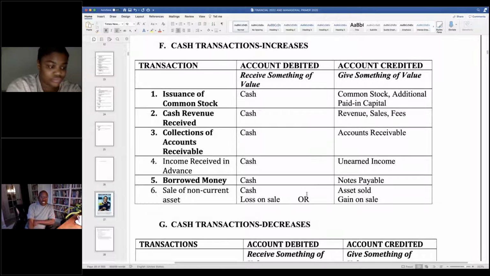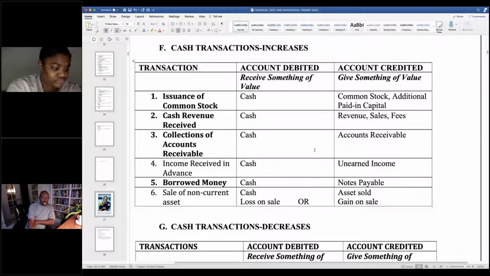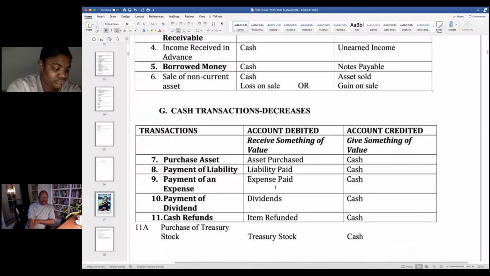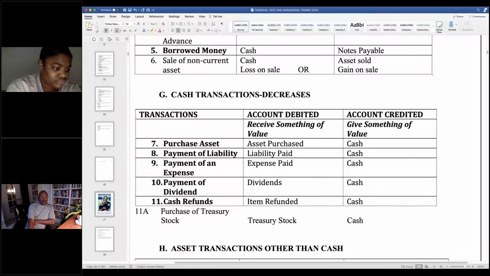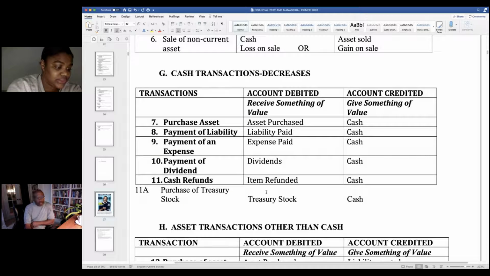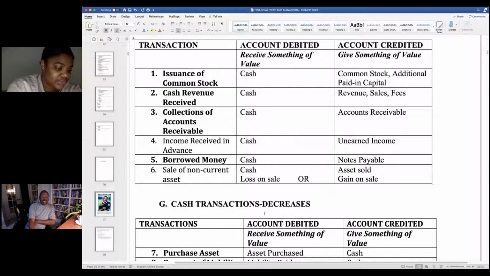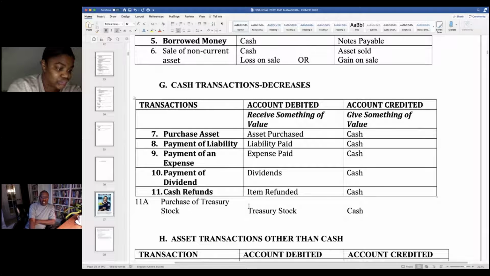Then we have these transaction types. When cash comes into business, there were 6 entries that were involved with cash coming into the business. When cash goes out of the business, there are about 11 items. 11A is treasury stock. Okay, so cash comes in, 1 through 6, cash goes out, 7 to 11A. So we're adding a couple more in here now.